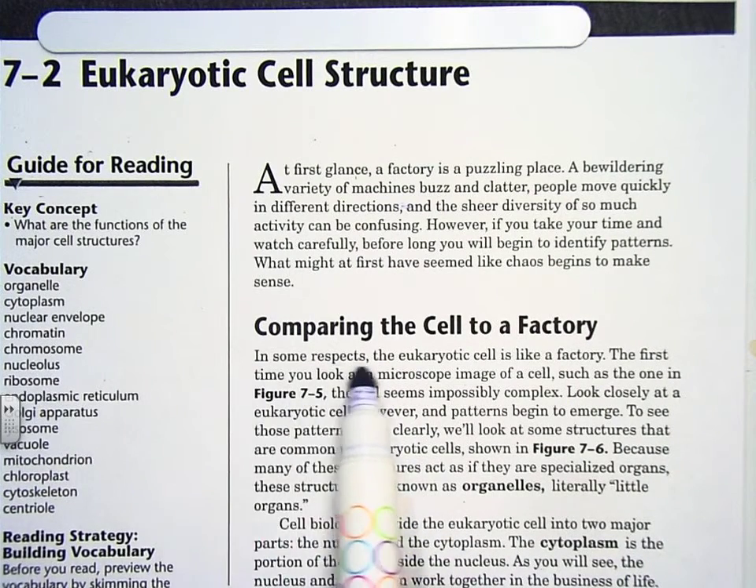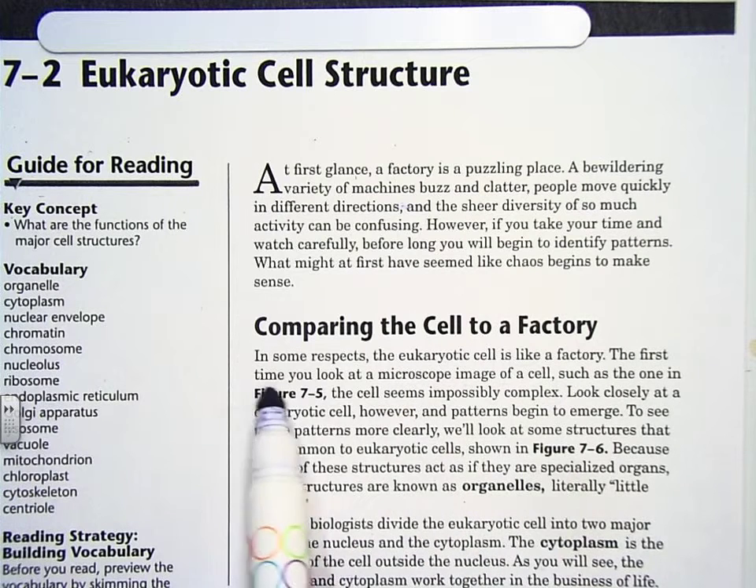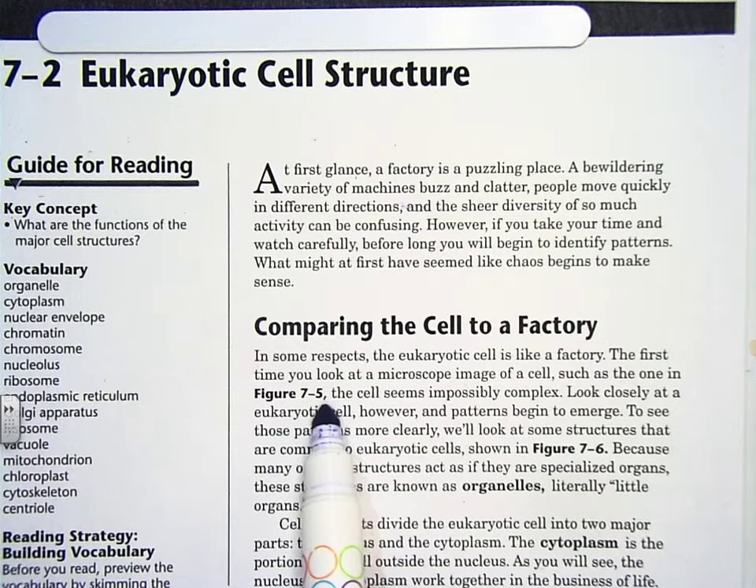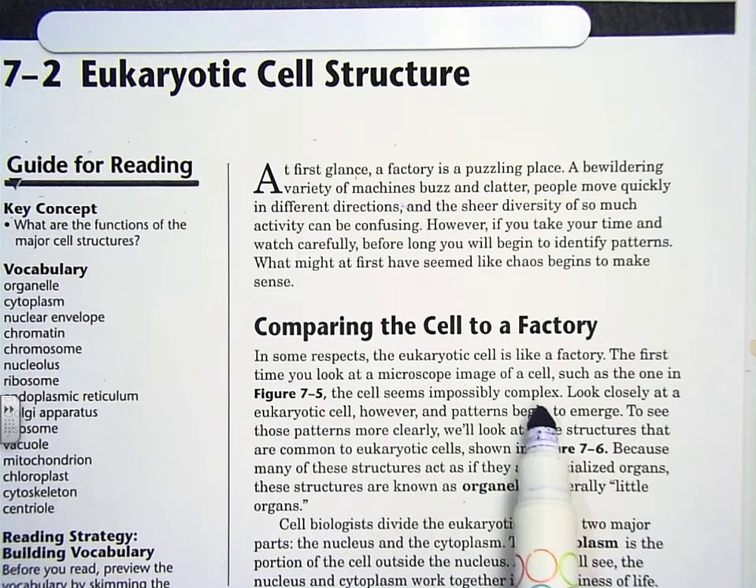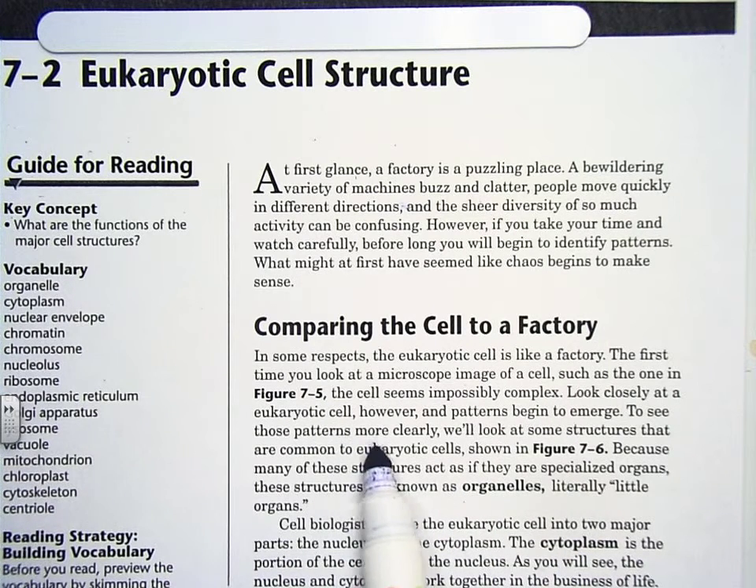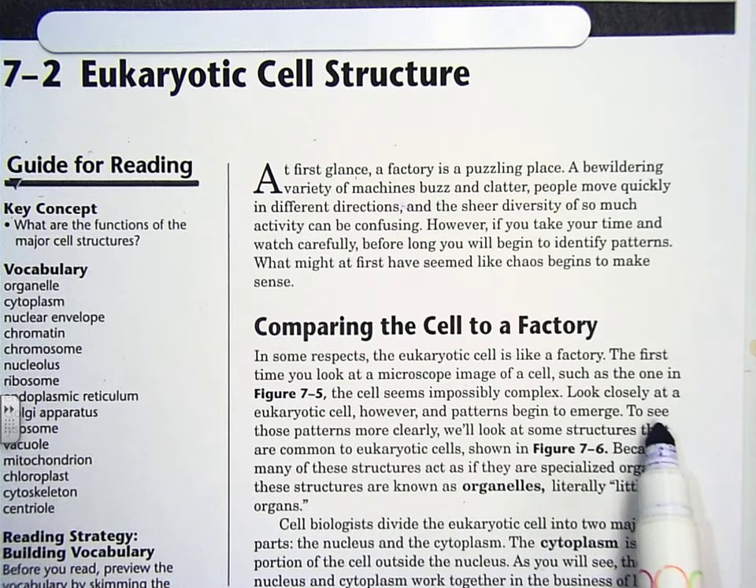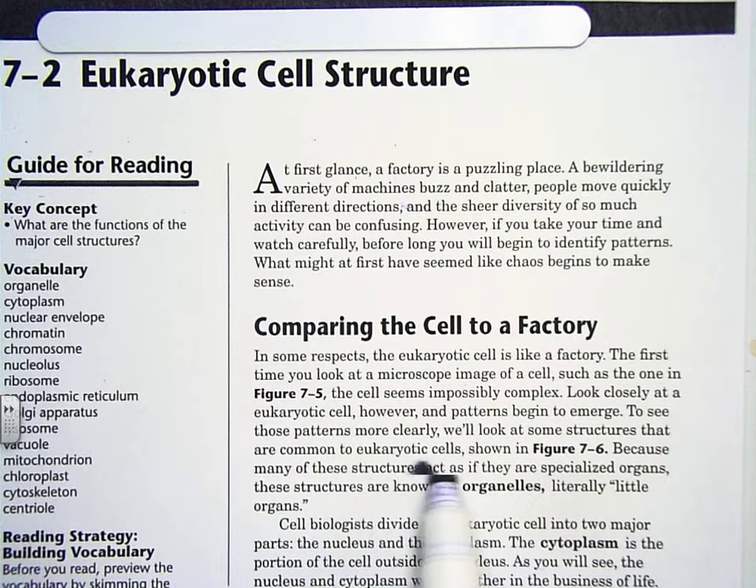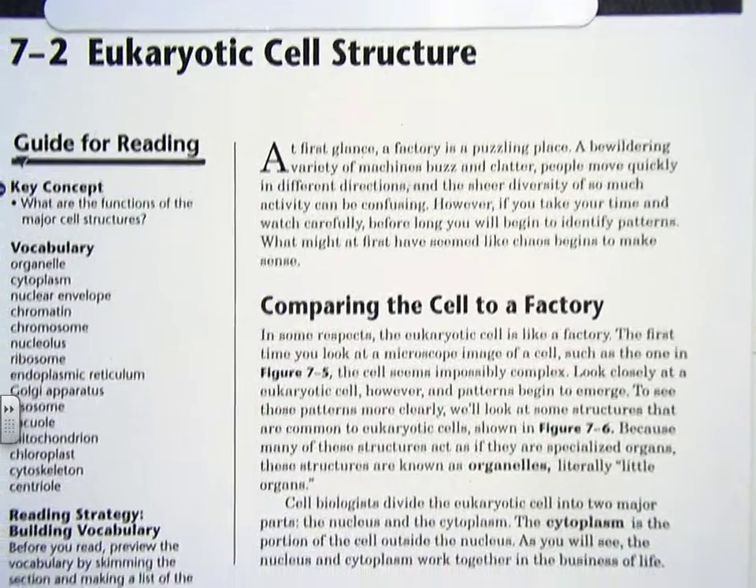In some respects, the eukaryotic cell is like a factory. The first time you look at a microscope image of a cell, such as the one in figure 7.5, the cell seems to be impossibly complex. Look closely at the eukaryotic cell, however, and the patterns begin to emerge. To see those patterns more clearly, we'll look at some structures that are common to eukaryotic cells, shown in figure 7-6. Because many of these structures act as if they are specialized organs, these structures are called organelles, literally little organs, basically little things that do specialized things in the cell. Let's move on down.